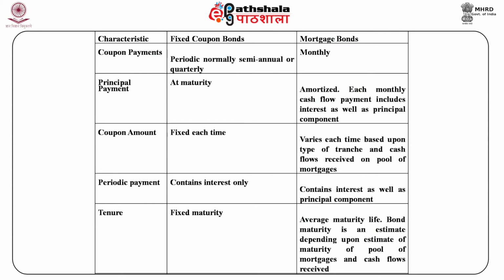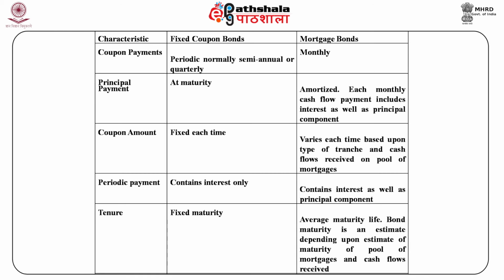Traditional fixed coupon bonds and mortgage bonds can be differentiated on the basis of several characteristics in the following manner. Let's see a table. In the first column, characteristics are given, in the second column fixed coupon bonds, and in the third column mortgage bonds. First, coupon payments. Periodic, normally semi-annual or quarterly in fixed coupon bonds, and in mortgage bonds it's monthly. Next point is principal payments. At maturity in fixed coupon bonds, and amortized in mortgage bonds, where each monthly cash flow payment includes interest as well as principal components.